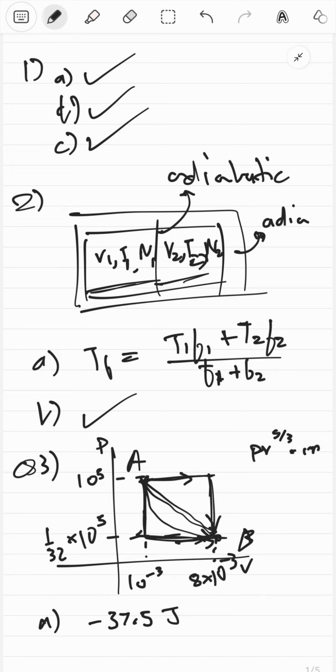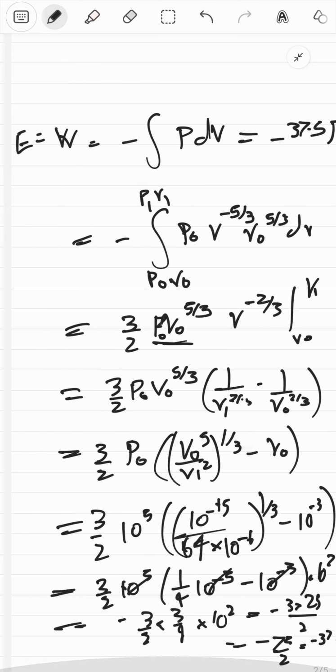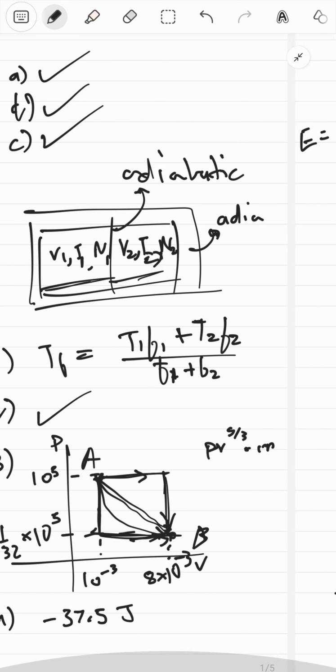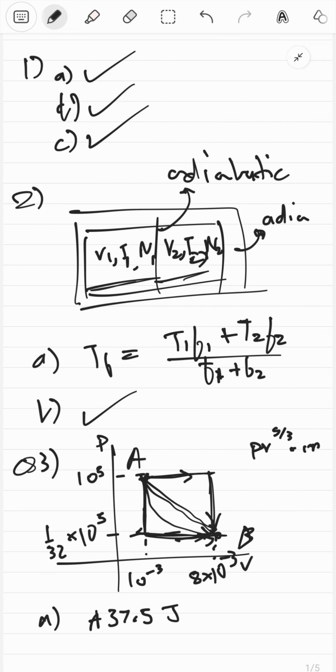Because obviously the volume was pushed down, so the work done on it is supposed to be positive, right? Yeah. Oh, I missed this negative sign, didn't I? So it should be positive, right? Yeah, so it should just be positive. Okay, B.